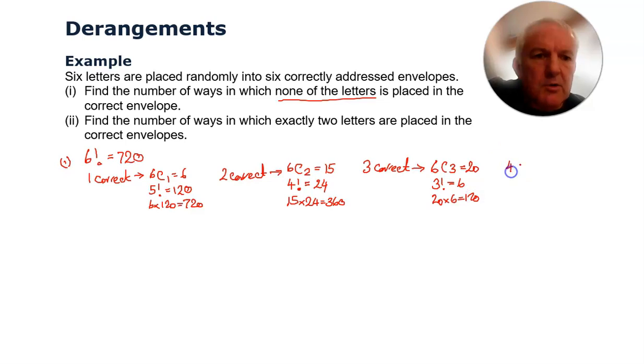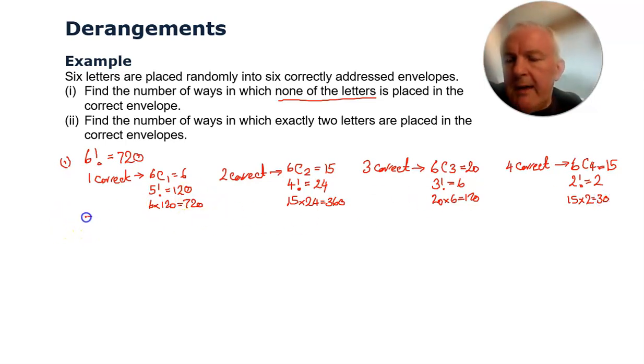And this one I'm going to carry on doing, 4 correct, which gives me 6C4. Nearly wrote it wrong. 6C4, well, by symmetry, we know that's 15. And that means I've got 2 which are wrong. 2 factorial is 2. And 15 times 2 is 30. Carry on. What have we got? 5 could be correct. And that is 6C5, and again, that is equal to 6. And 6C5 leaves 1 factorial, and 1 factorial is just 1, so 6 times 1 is 6.